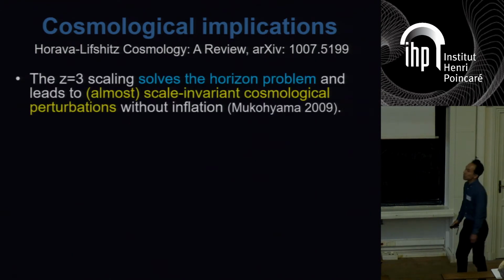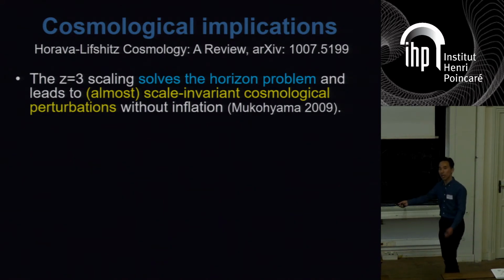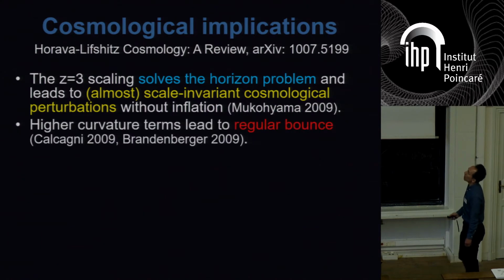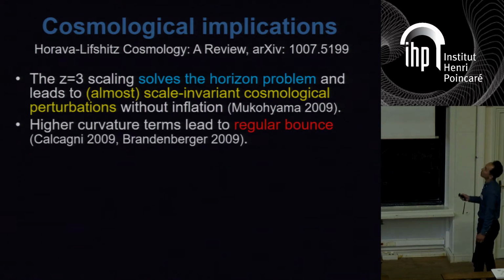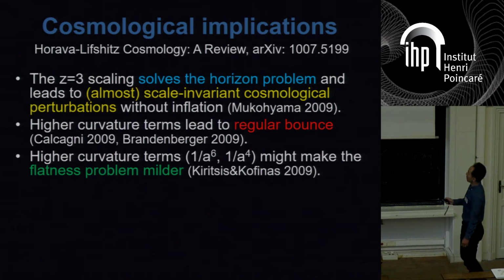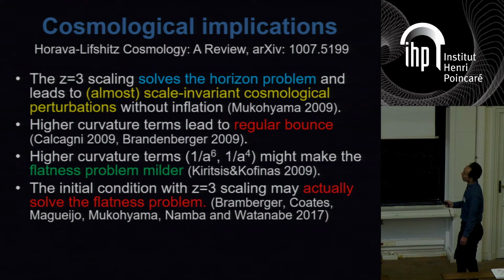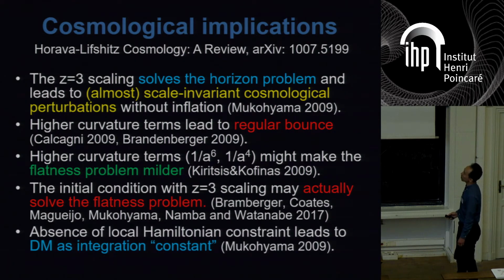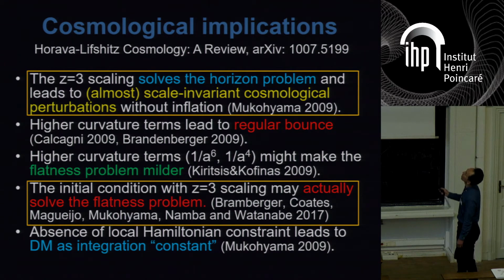And there are many interesting things. For example, Z equals 3 scaling can solve the horizon problem and leads to scale invariant cosmological perturbation, even without inflation. Of course, we can accommodate inflation, but we don't need to. Also, the higher curvature terms may lead to regular bounces, and the higher curvature terms might make the flatness problem milder, even may solve it, and so on. So today I'd like to talk about these two, horizon problem and flatness problem.